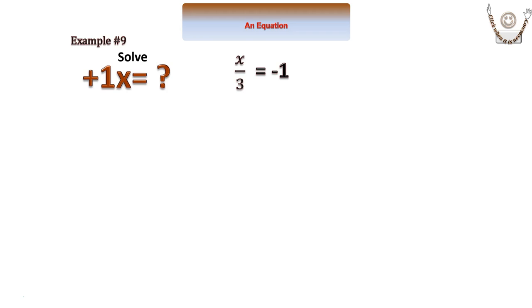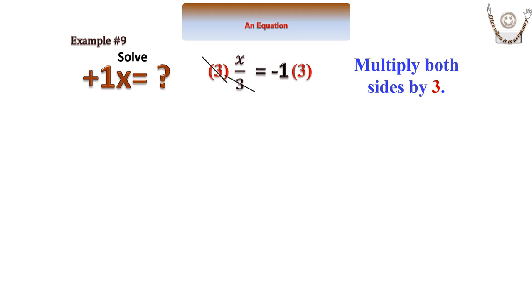Next equation, x divided by 3 equals negative 1. We are looking for positive 1x. X divided by 3. In order to solve, we have to undo this division. How can we do this? We will multiply both sides by 3. Both sides because we have to keep balance. And then 3 divided by 3 is 1. We cancel 3's, and negative 1 times positive 3 will be negative 3.